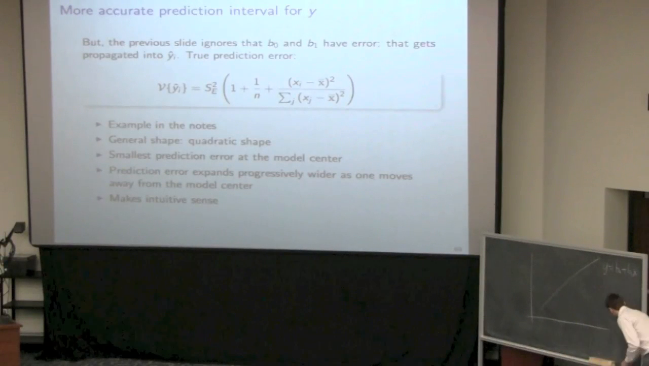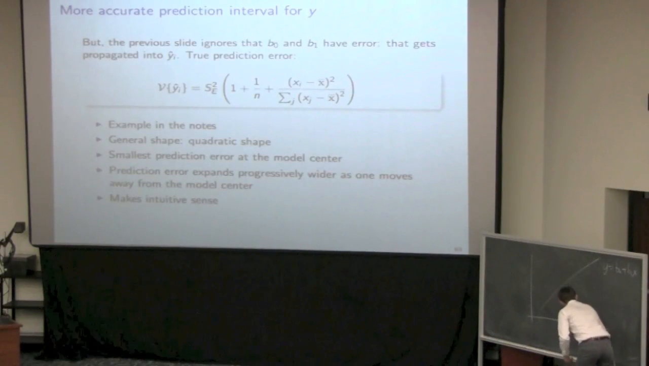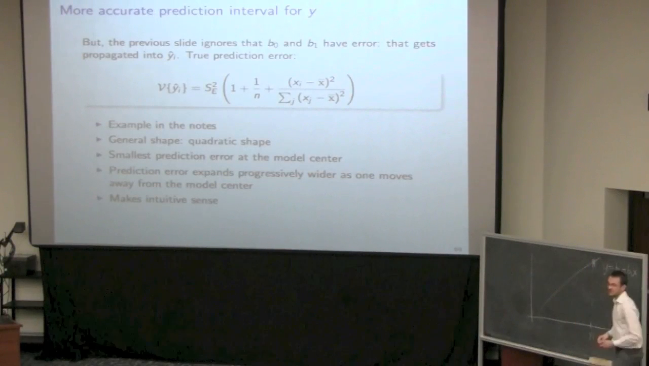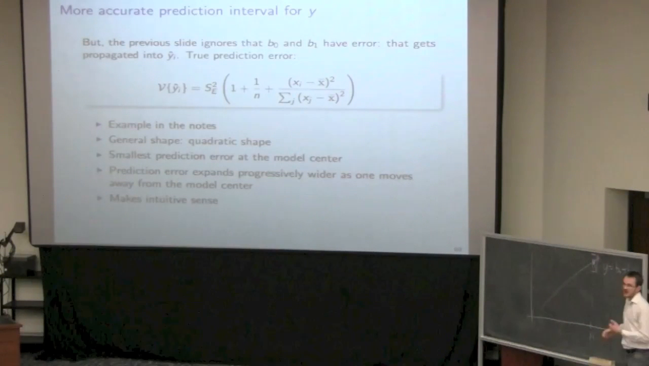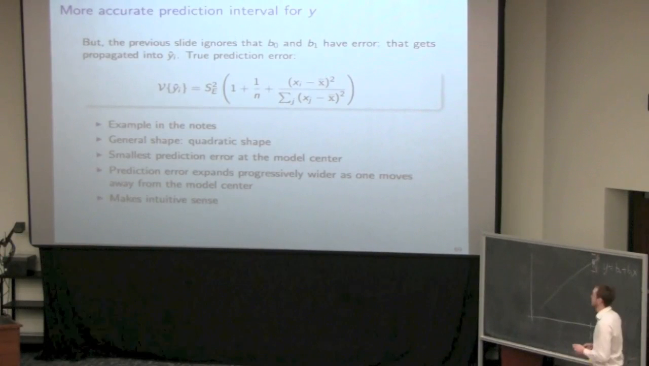What this says is, here's my new x, so here's xi, and I'm going to leap up, and that's my prediction for y. My goal with this is to find an upper bound and a lower bound within which I can state with 95% certainty that my prediction y is going to fall. So how far up do I go, how far down do I go? Well, this equation tells me how far up and down to go.